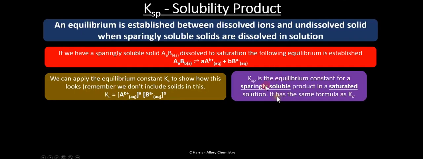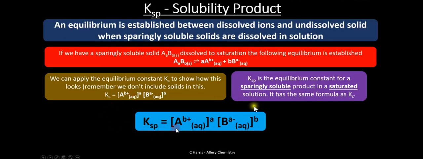Okay, so there's a new constant that we're talking about here that's called the solubility product, which is a result of applying the equilibrium law. So Ksp is the equilibrium constant for a sparingly soluble product in a saturated solution. It has the same formula as Kc. So remember that it has the same formula as Kc, but we name it Ksp, solubility product.